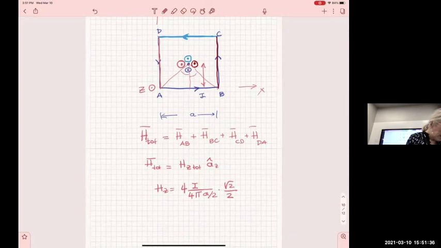And that's how you find it. So these two go with 4. And it's going to be I over 4 pi A times square root of 2.